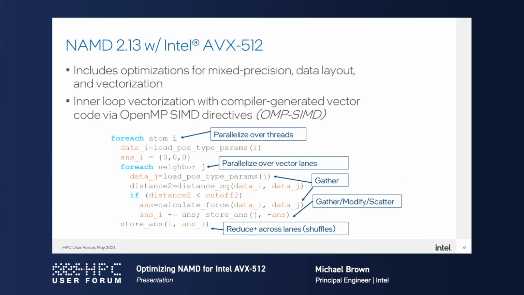So if you look at NAMD version 2.13 for AVX 512, optimizations are included that we worked on in the past for using mixed precision, optimizing data layout, and vectorization. Vectorization for the direct force math is performed on the inner loop with compiler-generated vector code using OpenMP SIMD directives, referred to in this talk as the OMP SIMD implementation. In terms of the loop we saw previously, this involves parallelization across threads for the I atoms and vector calculations for the neighbors with gather and scatter operations for non-contiguous memory access in the inner loop. To sum up the result for the I atom, shuffles are used.